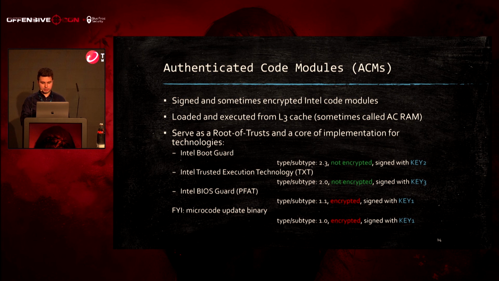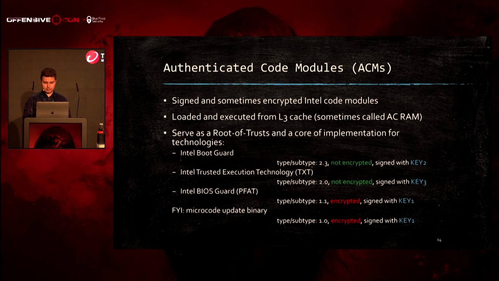I guess it is because the DRAM is not trusted, and sometimes when ACM is executing, the DRAM is not available at all. Some public sources mention this cache memory for running ACM. They mention it as AC RAM, Authenticated Code RAM. This module is executed only from there and only by the bootstrap processor. Other cores should be sleeping at this moment.